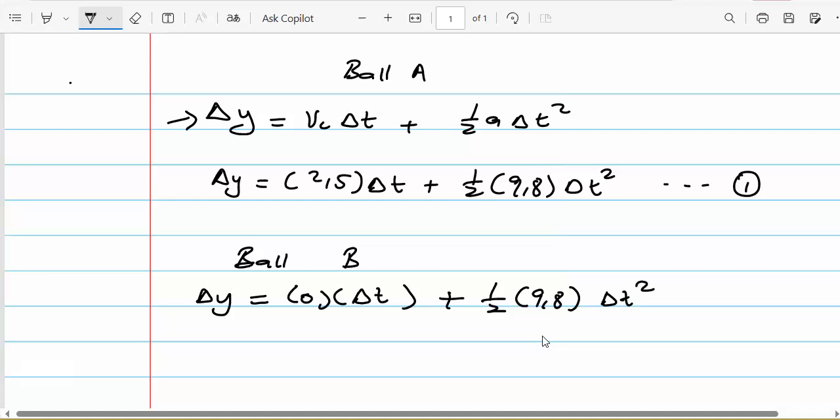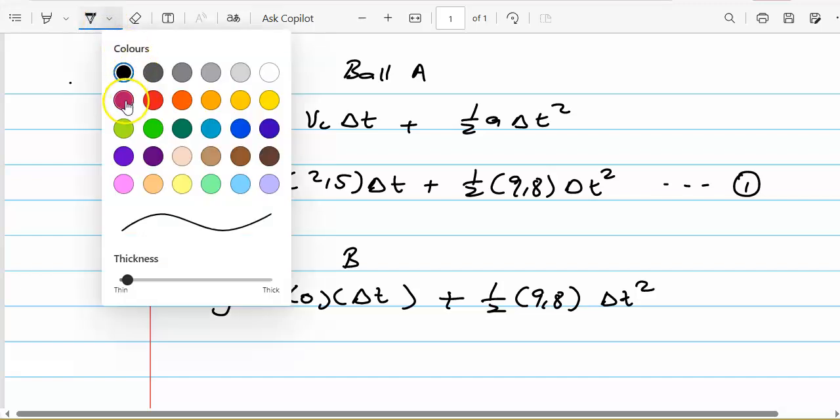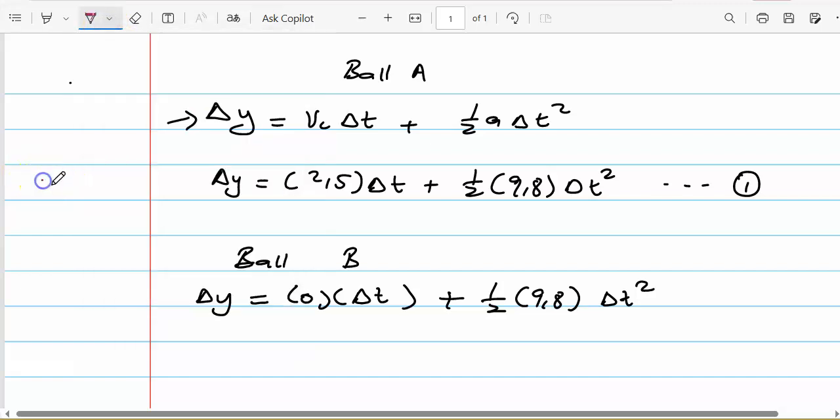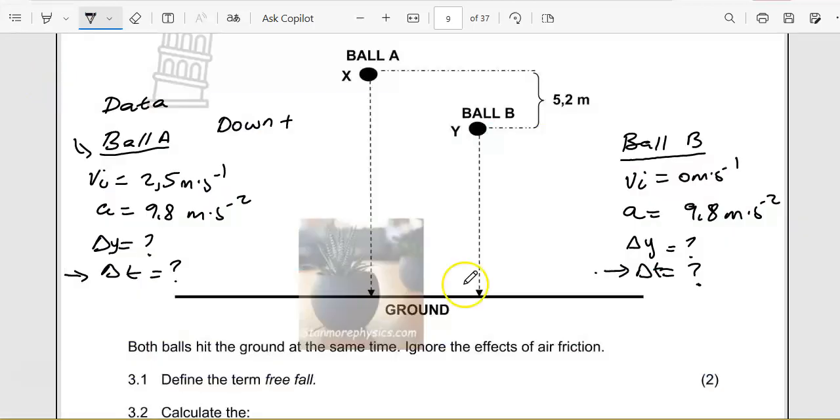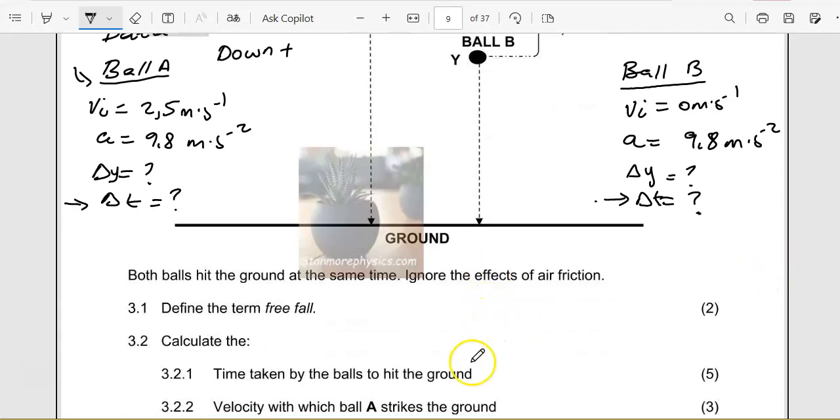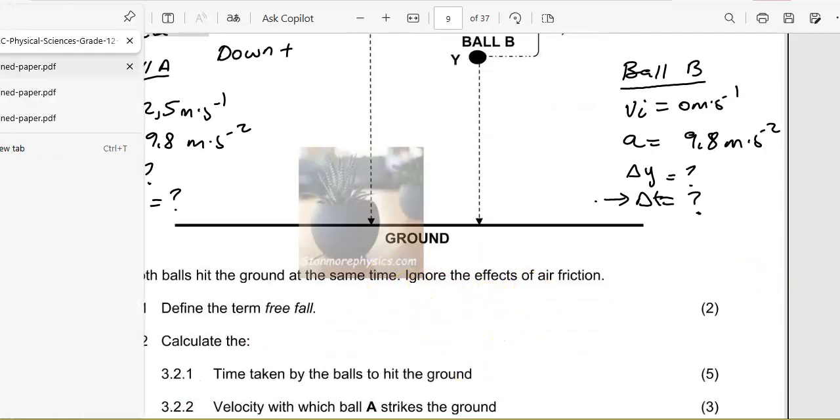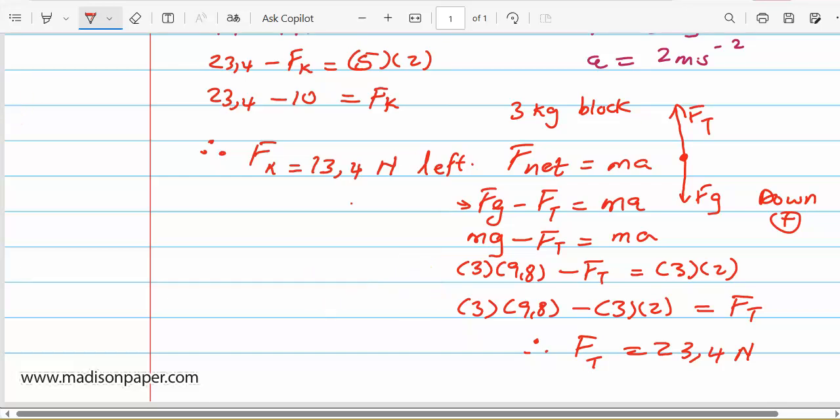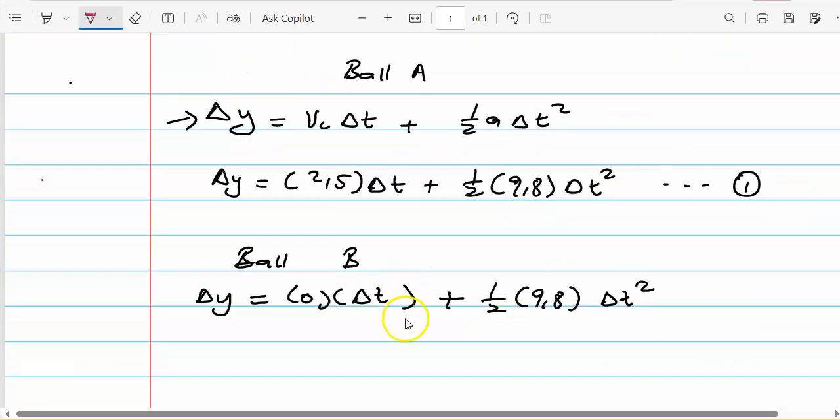So now I need your attention, Kiara, on this. Né? I need your attention. We have two variables. We need to eliminate one. Obviously, we can't eliminate t because this is what we are calculating. The question said, calculate the time taken by the balls to hit the ground. So we need to eliminate y. So what you need to ask yourself, how am I going to eliminate y?